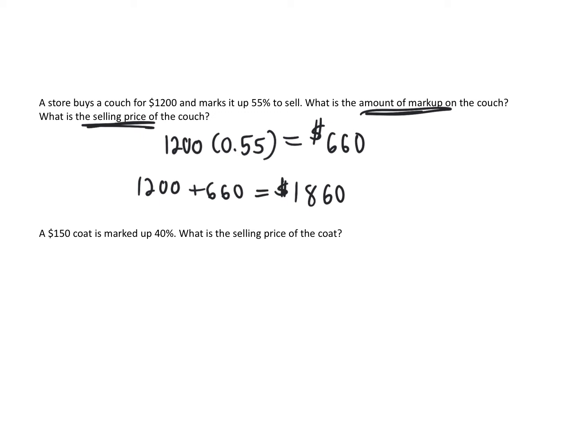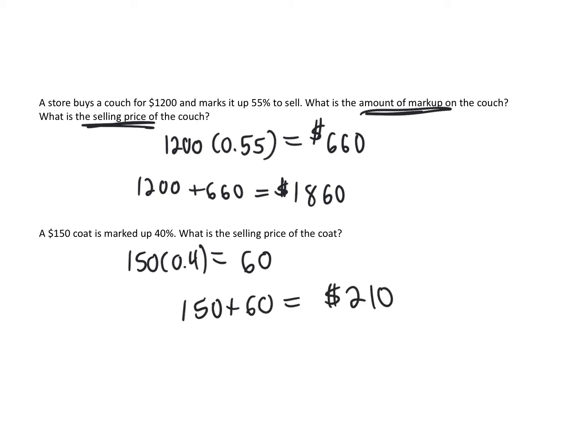Second example, we're just looking for a selling price, but we can use the same approach. 150 times 0.4 equals 60, and then 150 plus 60 equals $210 for the coat.